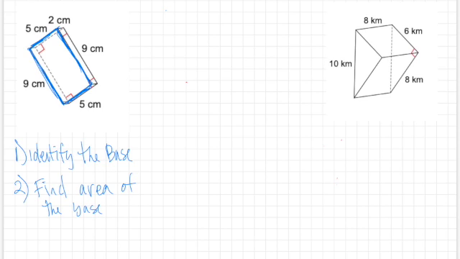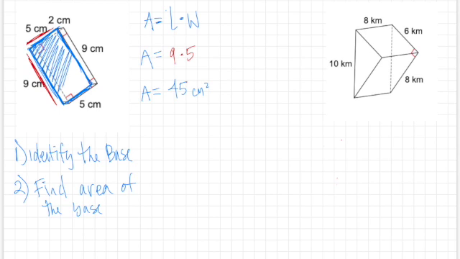The way I find the area of a rectangle is length times the width. The length is this one here, that 9 centimeters. And the width is that dimension there, so that's 5 centimeters. So our area is going to be 45 centimeters squared. But that's the area of just this one face there.